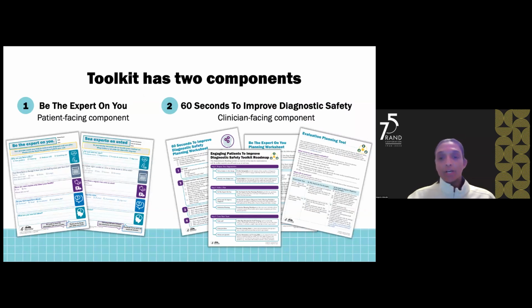The patient component is a worksheet that helps patients prepare for having a conversation with their clinician. And the clinician component consists of a brief training, and one-page planning worksheet that helps them provide a full minute of active listening without interruption at the start of their patient visits.